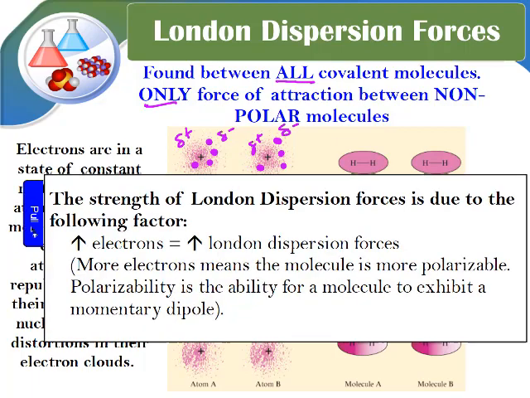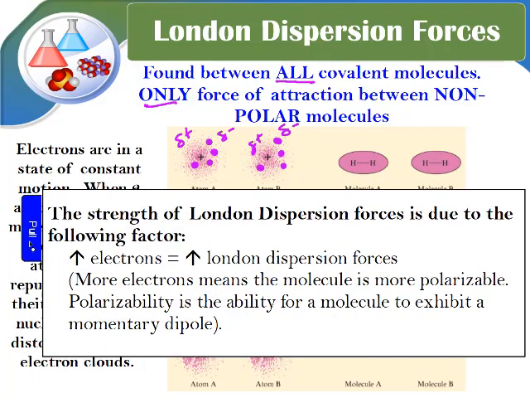So the strength of London forces is due to the following factors. More electrons. More electrons is going to lead to a higher London dispersion force. And remember that it's because those electrons are constantly moving. The more electrons you have, the greater chance you have for one side to have more than the other. This is what we call polarizability. Polarizability is the ability for a molecule to exhibit a momentary dipole due to one side having more electrons than the other.